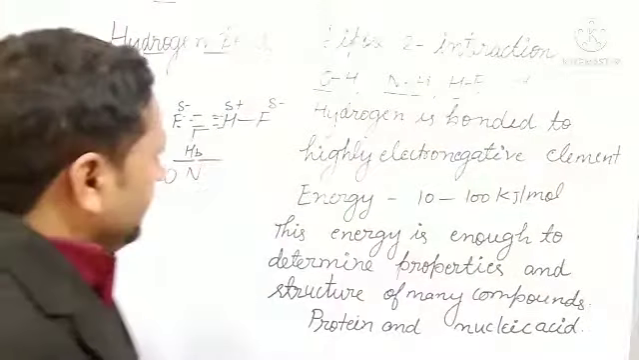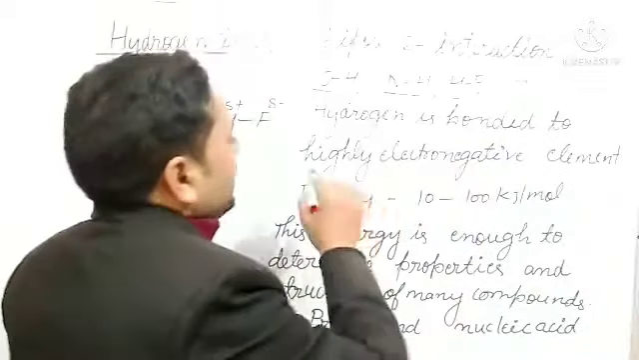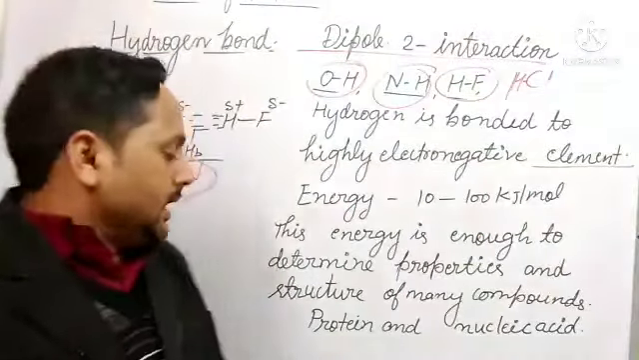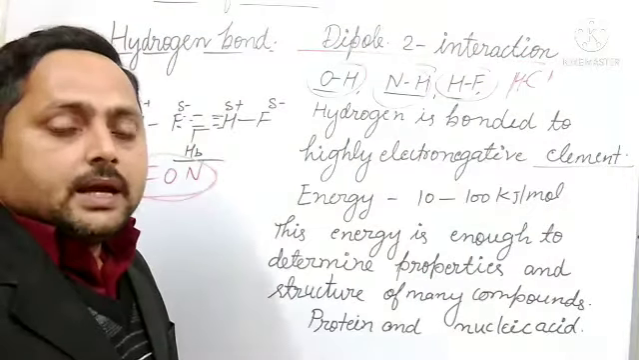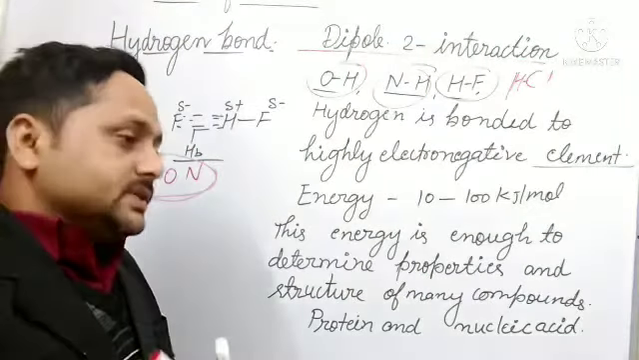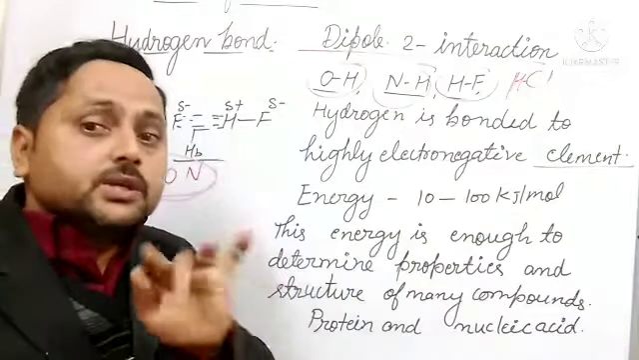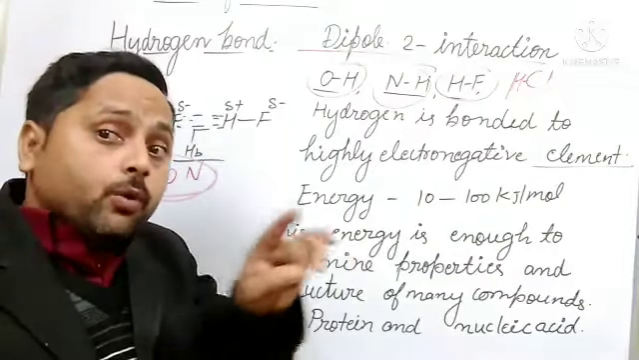So let us see here that hydrogen is bonded to a highly electronegative element. When hydrogen is bonded to highly electronegative atoms, it can form a hydrogen bond with the same type of molecule or a different type of molecule in which hydrogen is bonded to a more electronegative atom.